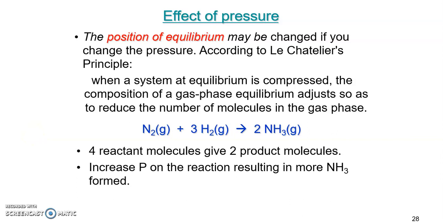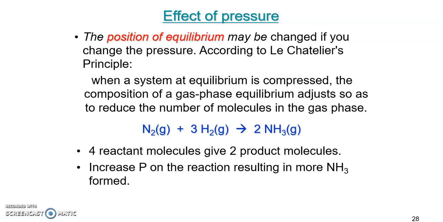And one more effect that we will see in this chapter is the effect of pressure. So the position of equilibrium may be changed if we change the pressure. According to Le Chatelier's principle, when a system at equilibrium is compressed, the composition of a gas phase equilibrium adjusts so as to reduce the number of molecules in the gas phase. So again, Le Chatelier's principle states that the system will change accordingly so it will minimize the effect of the change.